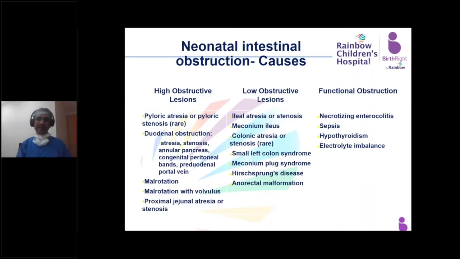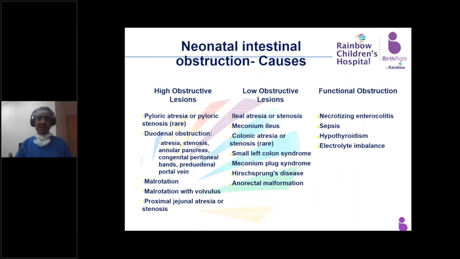Dr. Anil has earlier enumerated all the causes, but what I want to emphasize here is the pediatric surgeon's thought process: check whether the obstruction is a high obstruction or a low obstruction. High obstruction means obstruction in the proximal part of the intestine. Common sense: the more proximal the obstruction, the less the distension and the more the chances of vomiting. On the other hand, with distal intestinal obstruction, low obstruction, there will be more distension but less vomiting.